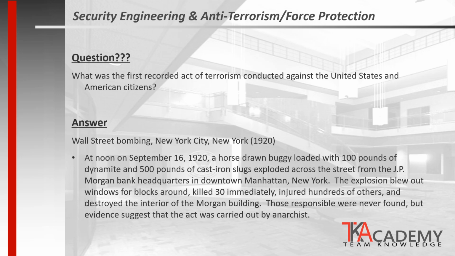At noon on September 16, 1920, a horse-drawn buggy loaded with 100 pounds of dynamite and 500 pounds of cast iron slugs exploded across the street from the J.P. Morgan Bank headquarters in downtown Manhattan, New York. The explosion blew out windows for blocks around, killed 30 people immediately, injured hundreds of others, and destroyed the interior of the Morgan building. Those responsible were never found, but evidence suggests that the act was conducted by anarchists.